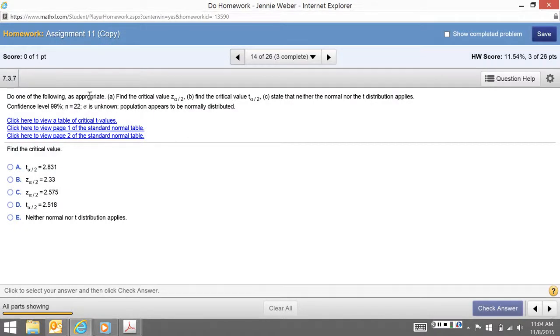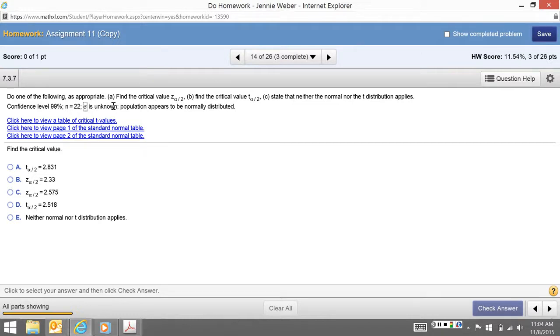Okay, here we go. We've got a critical value. Do we want a Z, T, or normal? We have a confidence interval of 99%. Our N is 22. It's pretty small, but we're normally distributed, so we can keep going. We don't know the population standard deviation. You can see here it's unknown. This means we want a T test.